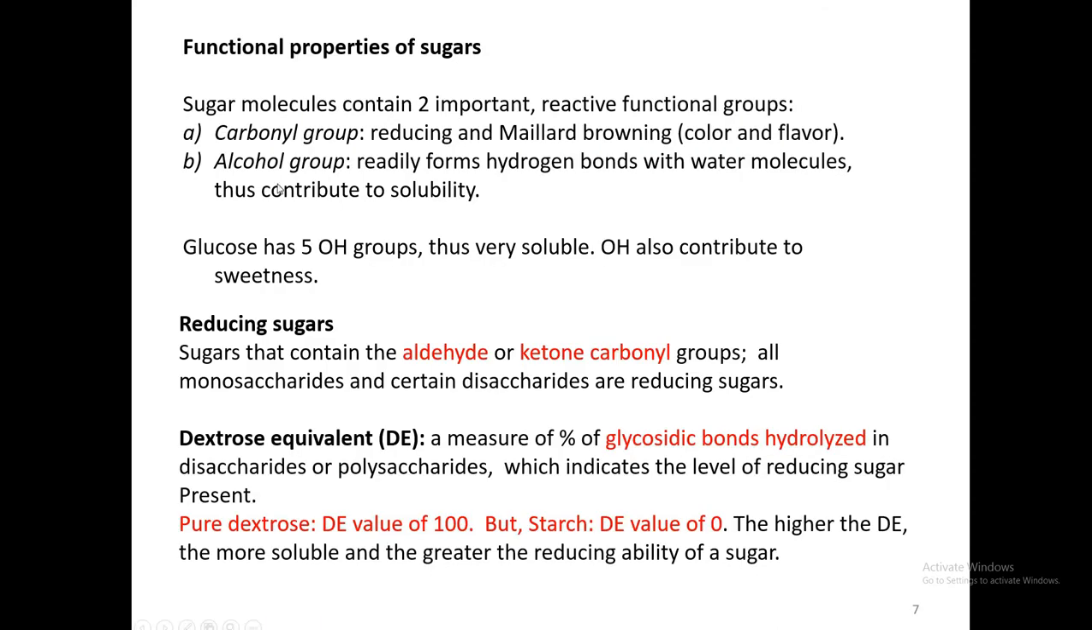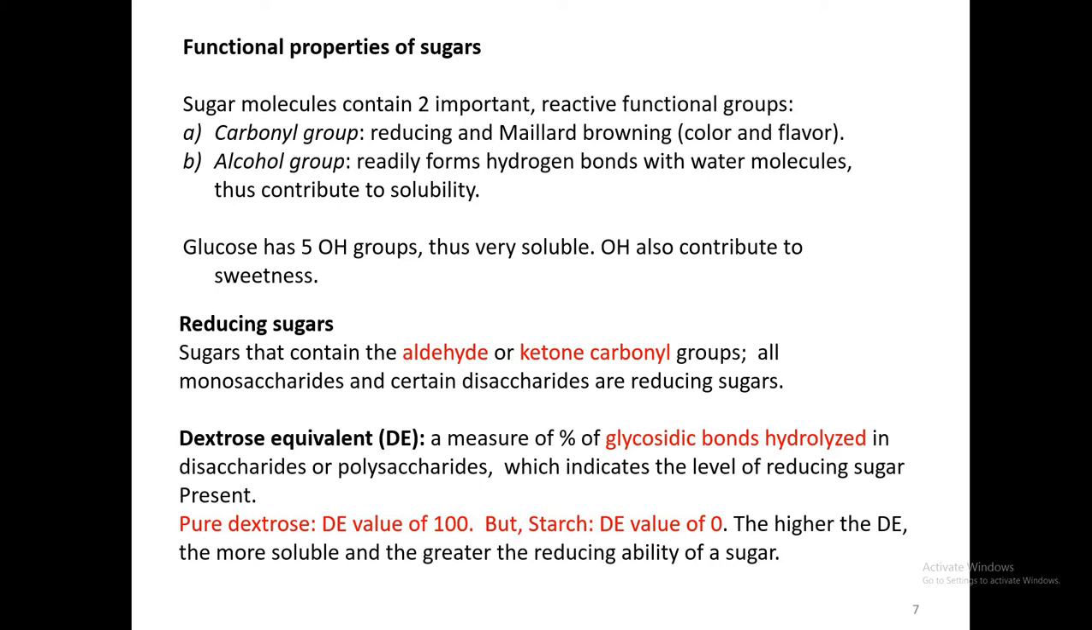sugar is special. It has functional properties that give rise to many interesting properties in many different food products. So we have 2 important reactive functional groups. One is called carbonyl. This is reducing and involved in Maillard browning, contributing to color and flavor. We are doing very general here. There's a lot of very complex chemistry involved.